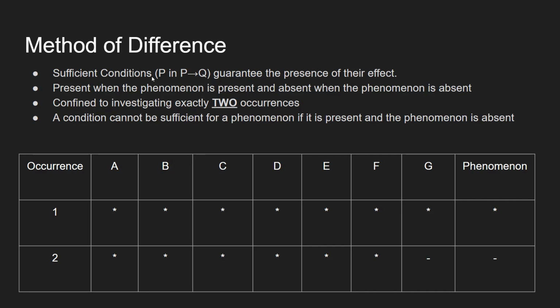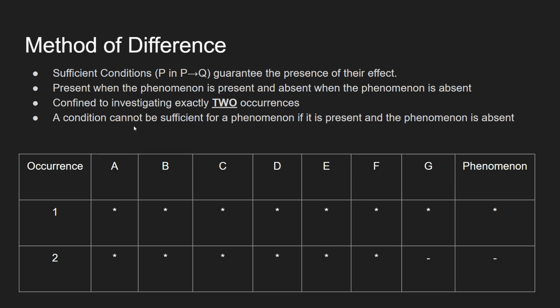If you remember the logical relationship, sufficient conditions would be the P in P then Q, if you remember that logical decomposition table from earlier. So P guarantees the presence of the effect. P is sufficient to bring about Q, we might say. A sufficient condition is present when the phenomena is present and absent when the phenomena is absent. So if you take away the phenomena, then you've got not Q, so you get not P. And with the method of difference, we're confined to investigating exactly two occurrences.